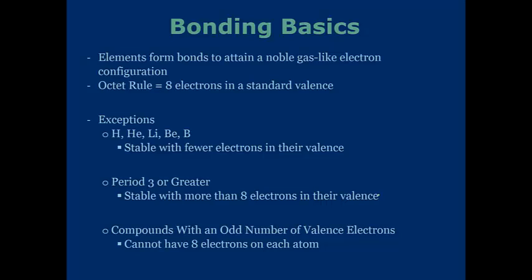Hydrogen, helium, lithium, beryllium, and boron are stable with fewer in their valence. Elements in period 3 or greater will be stable with more than 8, and compounds with an odd number of valence electrons will not have 8 electrons on each atom.